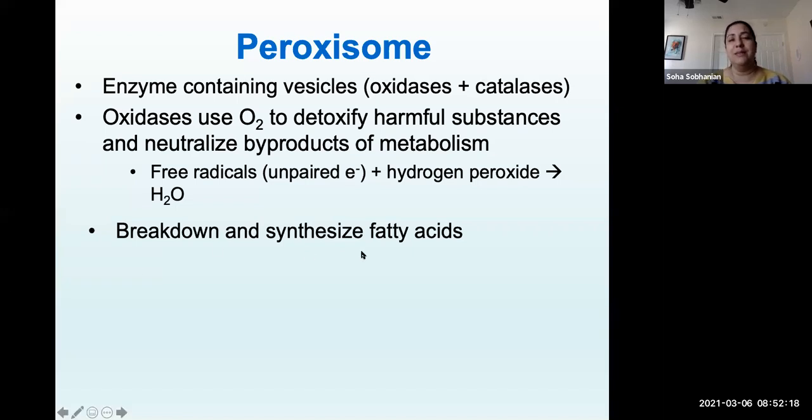I don't need you to know this because I really don't discuss it with you guys. But if I ask you what is the main function of peroxisome, this is what I'm looking for: getting rid of the byproducts of metabolism that are harmful to us, which includes free radicals and hydrogen peroxide.